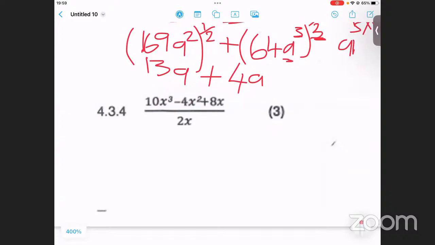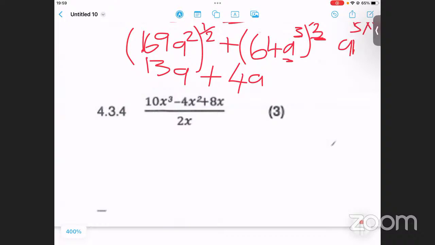Now the last question says 10x cubed minus 4x squared plus 8x, divided by 2x. How are we going to simplify this? Do we have any volunteer? Zira, how are we going to work this out? I don't think I have a good answer.